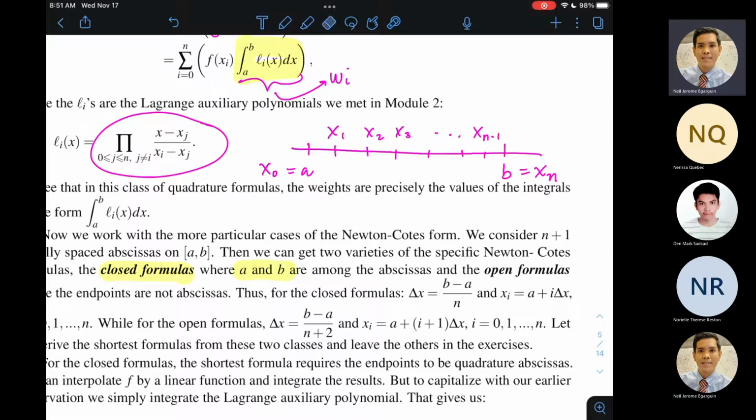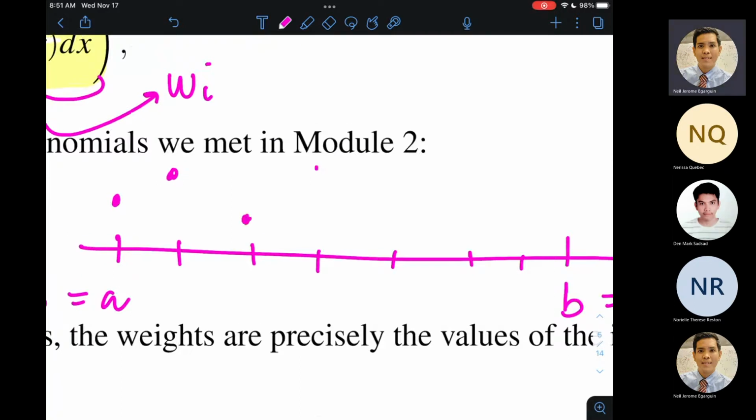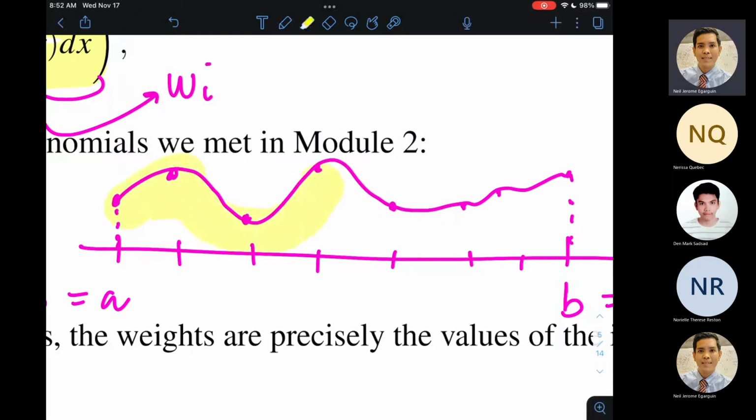Tapos ang mangyayari, kukunin natin yung function values sa bawat isa na to. Now, ito yung function value, okay? Tapos kukunin natin yung interpolating polynomial na dadaan dyan. Tapos yung area under this polynomial curve, ito yung magsiserve na approximate natin para dun sa integral. Ito yung tinatawag natin na I sub n.